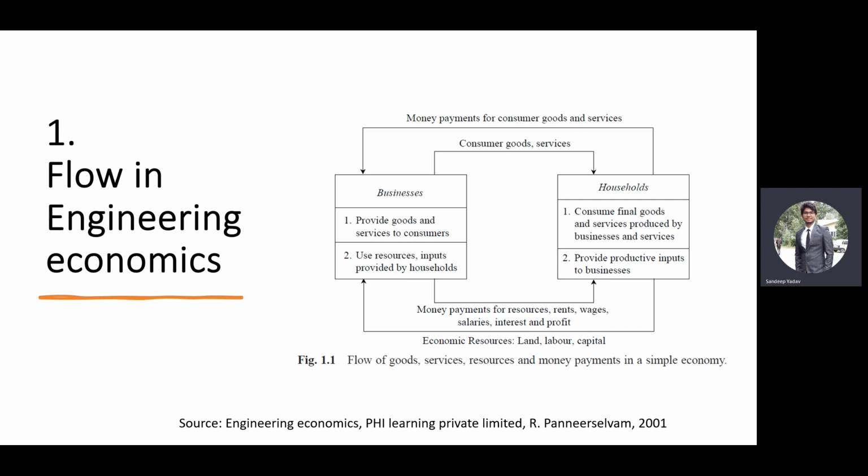And after having these land, labor and capital, businesses produce some goods or some services that will be conveyed to the household, and for making these goods or services for the household, they will charge something, and then the household has to make some payments for the consumer goods and services. This is a typical simple flow in engineering economics, or we can say the flow of goods, services and money payments in a simple economic model works.